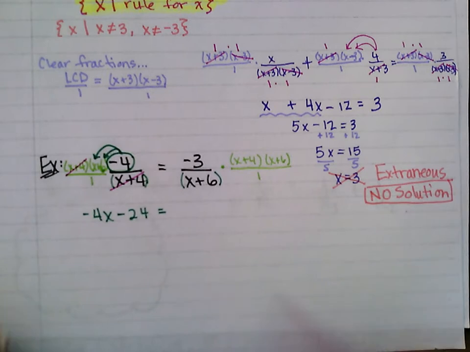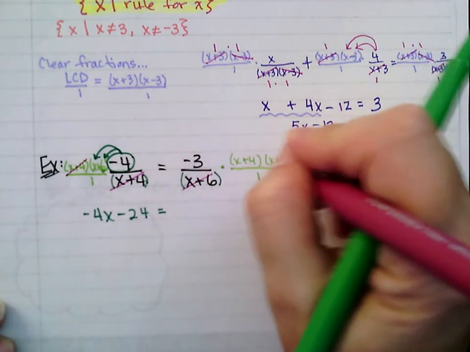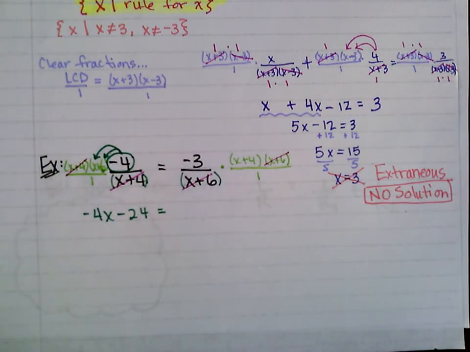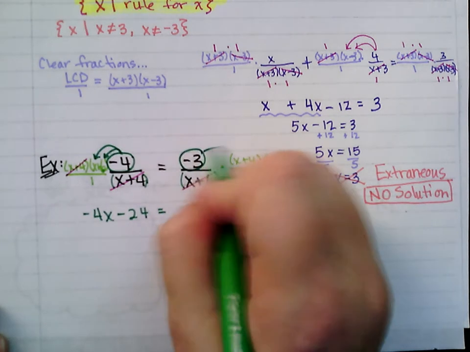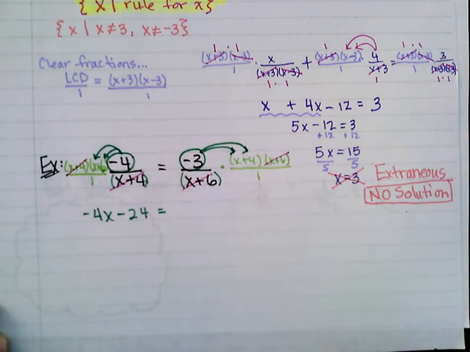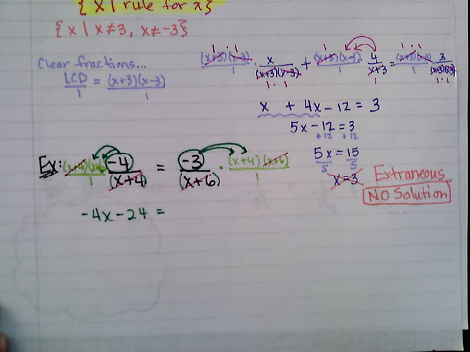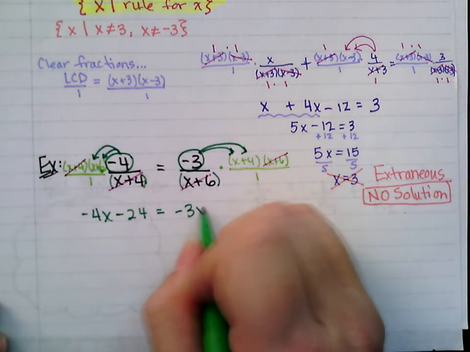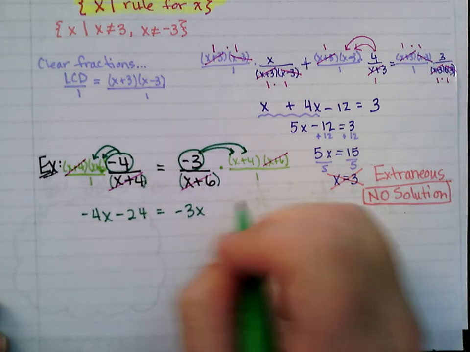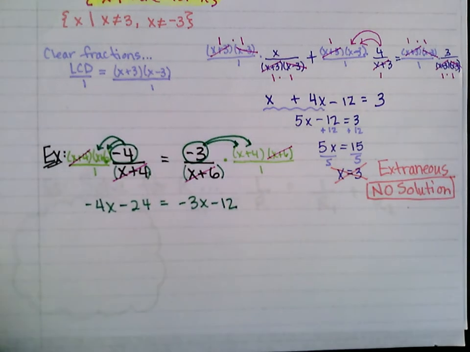On the other side, x plus 6 is going to cancel. And I'm distributing -3. So I do -3 times x, -3x, -3 times 4, minus 12.